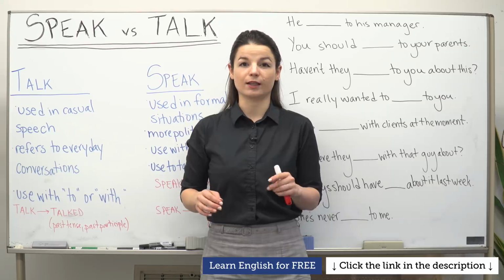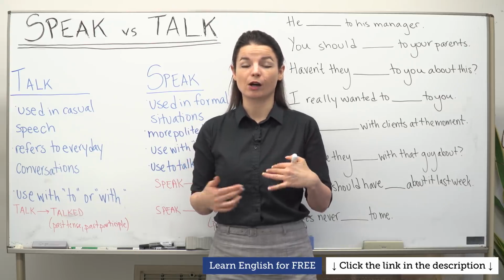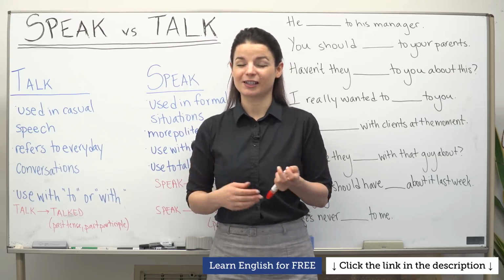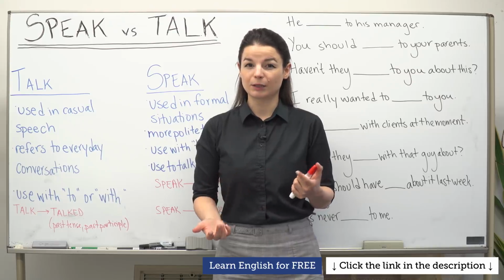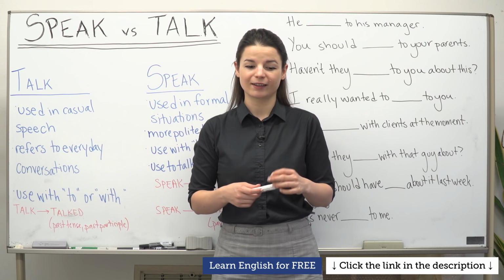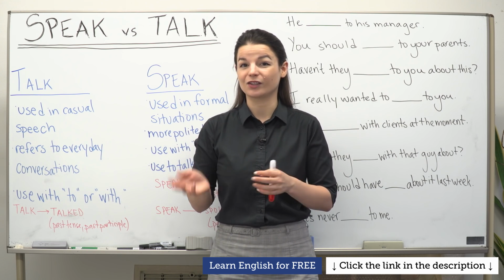Okay, we can also use talk, the verb talk, with to or with. By this I mean we can say, I want to talk to someone, or I want to talk with someone. These are, for me, very, very similar. We use them in very similar ways. If you want to be extremely specific, I would say that perhaps there is a small nuance of a difference between talk to and talk with.